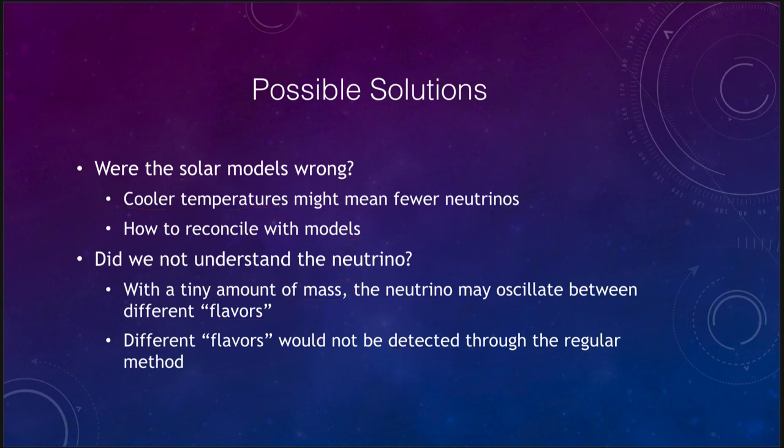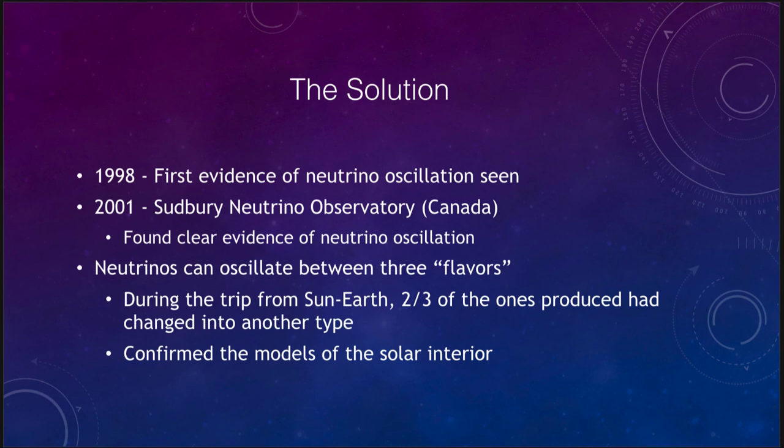And what the solution was then, what we find is that in 1998, we saw the first evidence of neutrino oscillation, that neutrinos could oscillate from one form to another. So this was found here. That was the first evidence. Here we found clear evidence just a couple of years later, knowing that this could happen. And what it meant is this neutrino had a little bit of mass, and that neutrinos can oscillate between these three flavors. So during the trip from the sun to the Earth, 2/3 of the neutrinos that were produced had changed into another type that could not be detected.